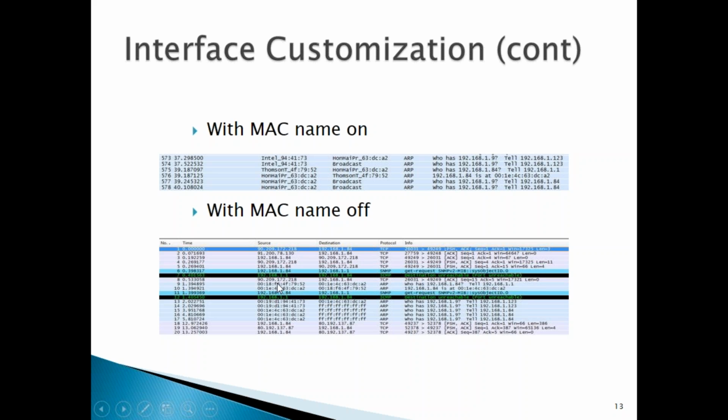So in the bottom one, I'm showing you how, if I turn the MAC name off, I can actually pick up the actual MAC address itself. For those who don't know, the first 3 sets of numbers, or 6 digits, is the vendor ID, and the second 6 numbers are the actual address of the network card.